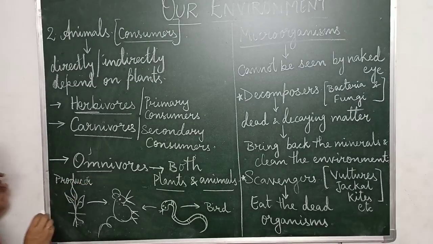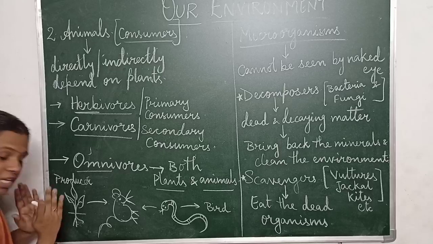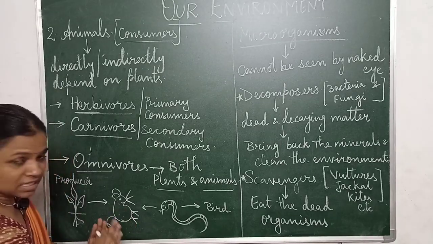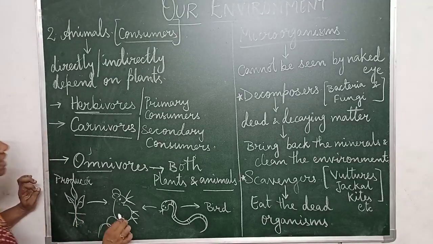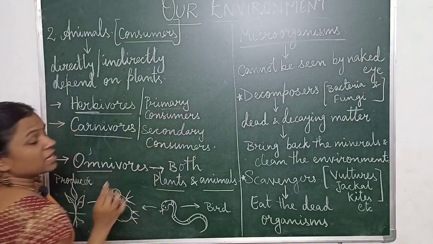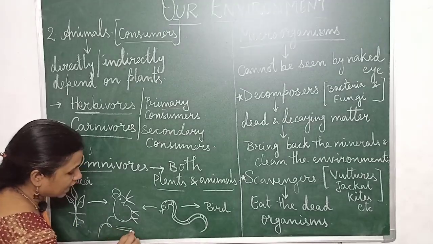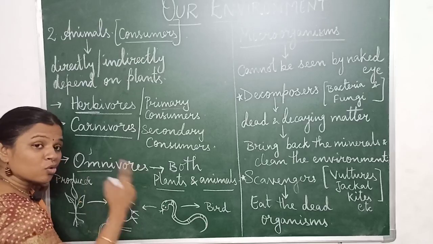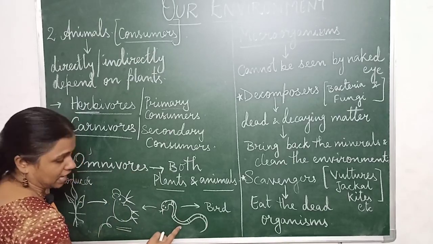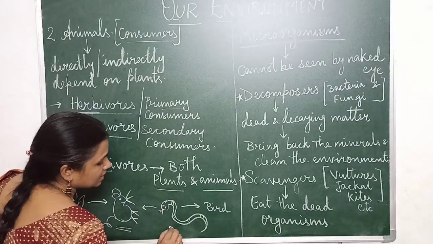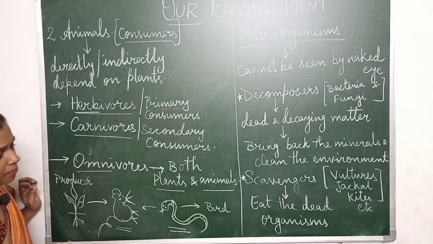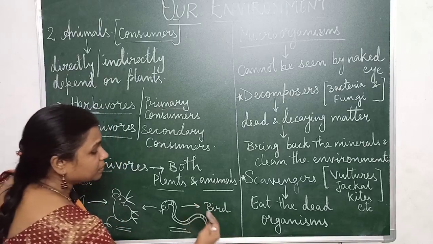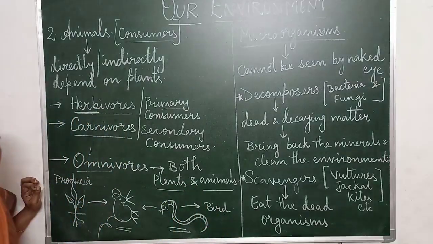It produces the food in the form of grains, and those grains are eaten up by the rat. So here the rat comes as the primary consumer. Now on this rat, who is dependent actually? This snake. So this snake is the secondary consumer, and the snake is eaten by the bird. The bird is called a tertiary consumer.